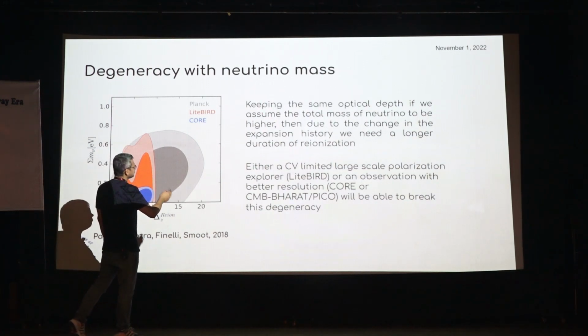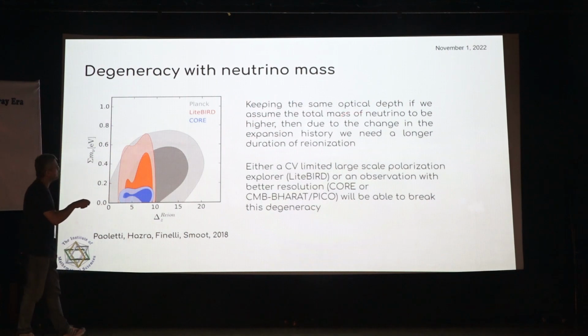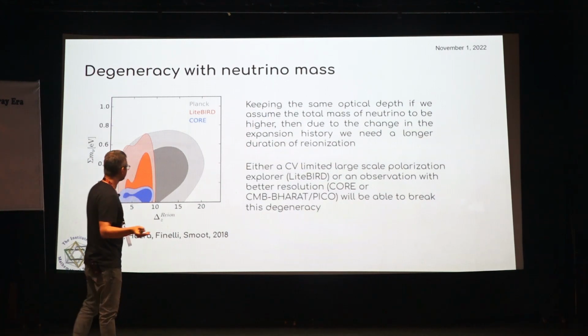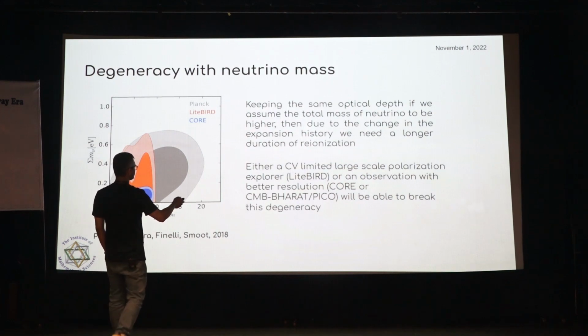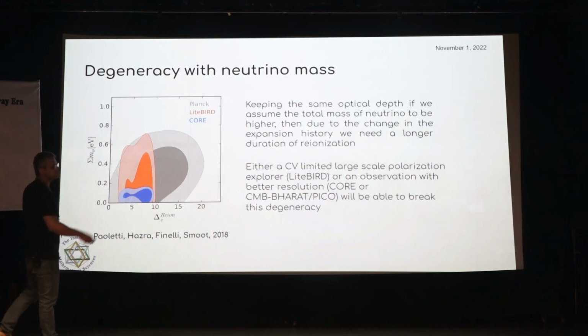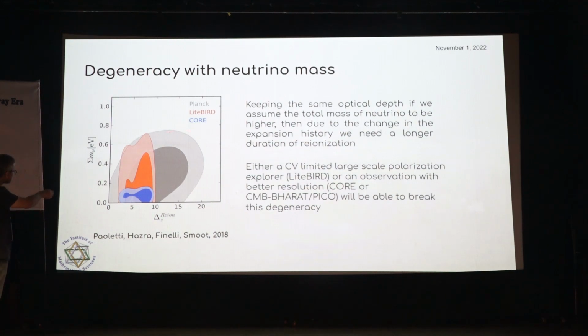So the bottom line is that, keeping the same optical depth, if we assume the total mass of neutrino to be higher, let's say it is not 0.06 electron volt, it is 0.1 electron volt. Maybe it is ruled out. No, it is not ruled out. 0.1 is not ruled out yet. Then, due to the change in the expansion history, we need a longer duration of reionization. So that is what it is showing.